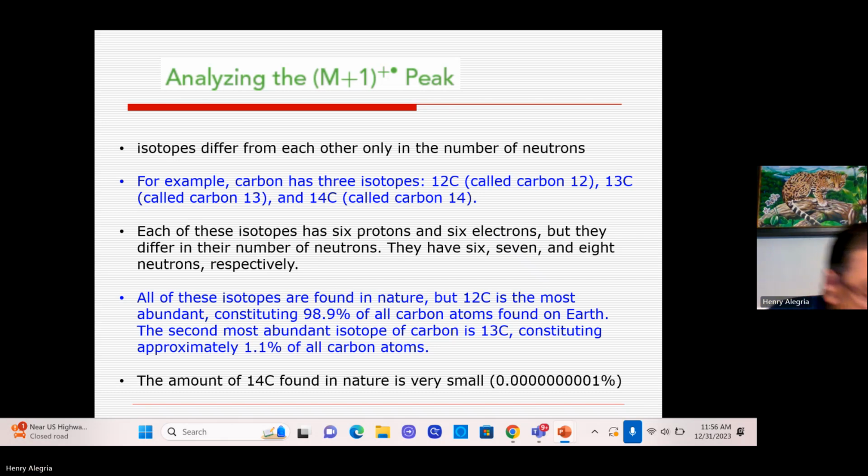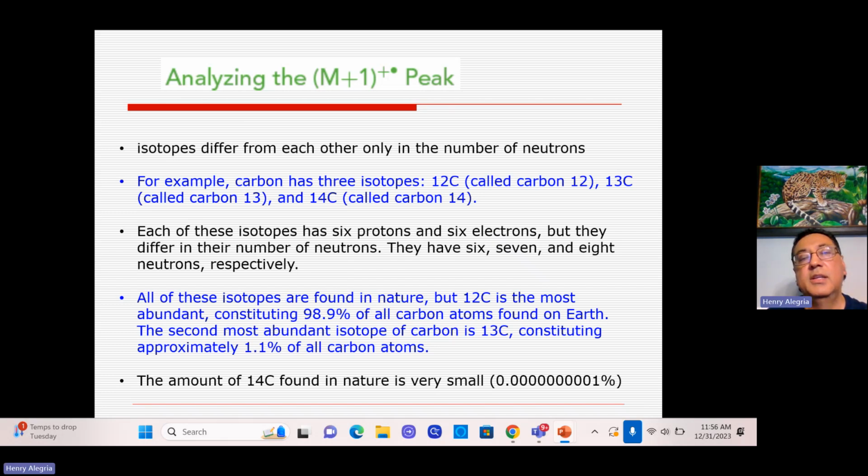So many textbooks, including the Klein, discuss doing this via an analysis of the M+1 peak. Remember, the M+1 peak is a result of C13 being in the molecule. So here's how you would do this. You recall that isotopes differ from each other only in the number of neutrons that they have; they have the same number of protons and electrons.